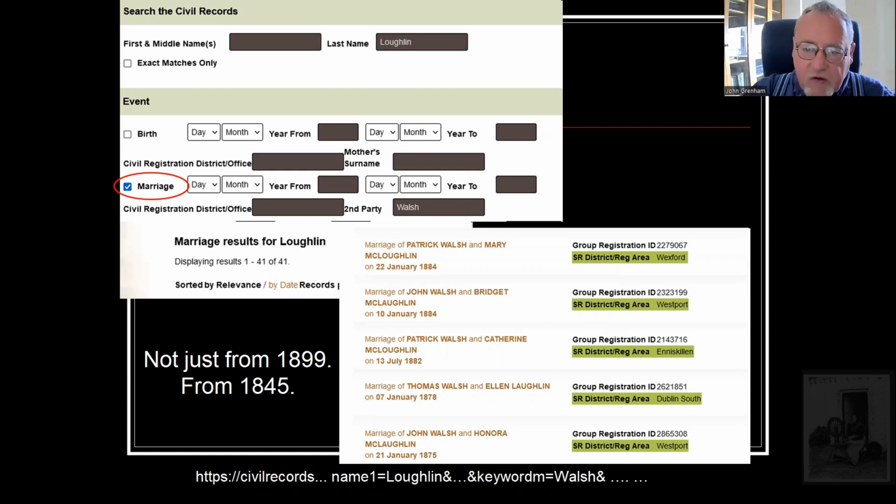You get Patrick Walsh marrying Mary McLaughlin, with an O, McLaughlin with an A. You'll get Lachlan, you'll get Lochin, Loghlen. Any variants. It searches for variants and finds Walsh. You will notice that all the second name is Walsh. There's no Welsh, there's no Walsh with an E. So it's not searching for variants on the second party in a marriage.